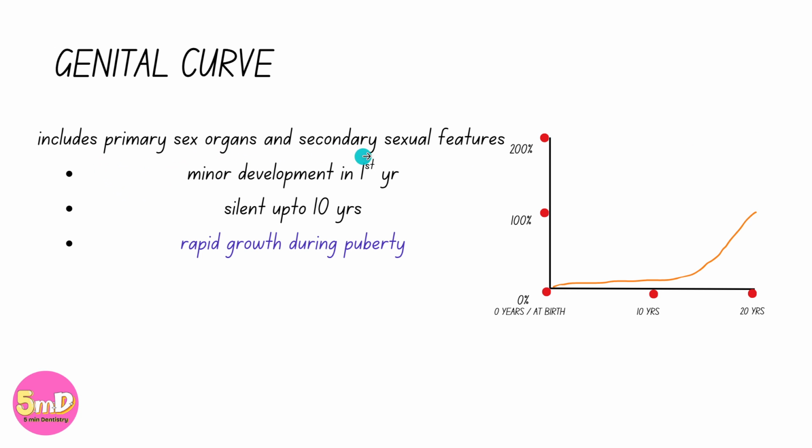The final curve is the genital curve. It includes primary sex organs and the secondary sexual features. As you know, it shows a slight increase in the first year, and it is silent up to 10 years, after which there is rapid growth in puberty.